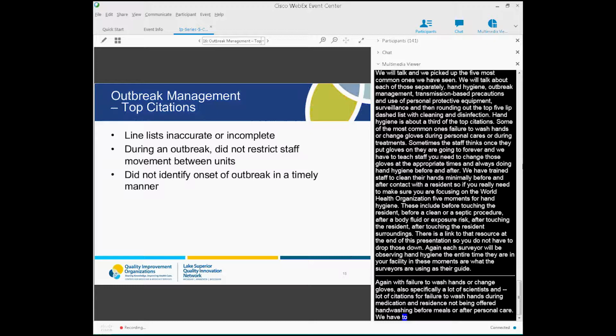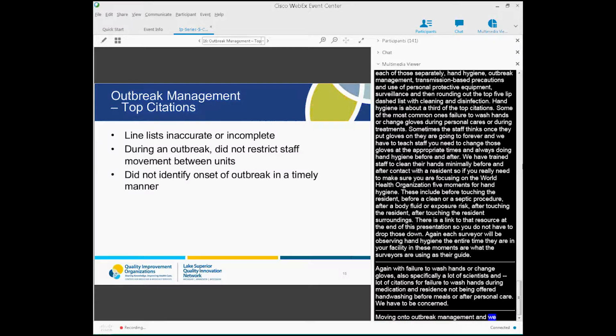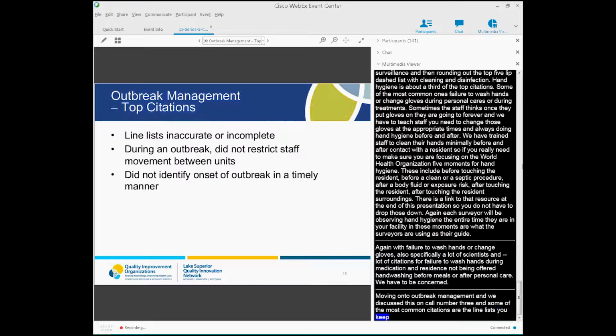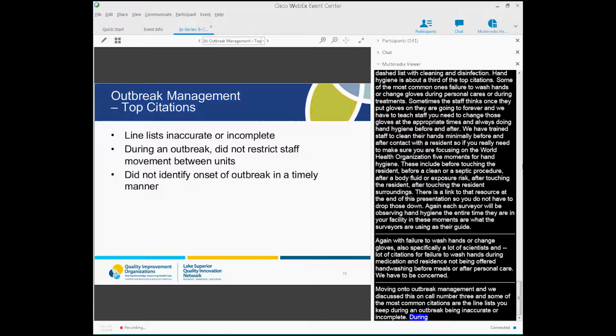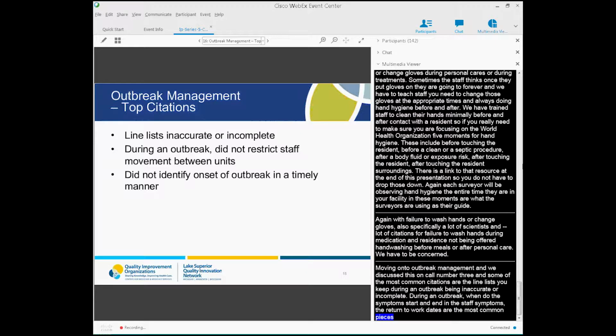Moving on to outbreak management, and again we discussed this in call number 3. Some of the most common citations is the line list that you keep during an outbreak being inaccurate or incomplete. During an outbreak, when did the symptoms start and end, and the staff symptom resolution and return to work dates are probably the most common pieces of that line list that typically are incomplete. Timely identification of the onset of the outbreak.